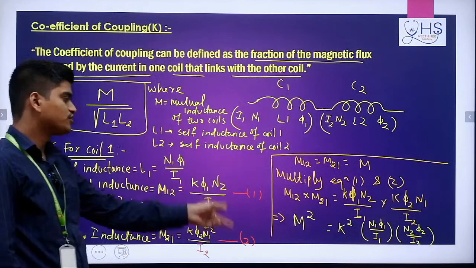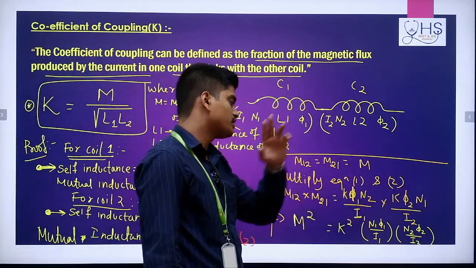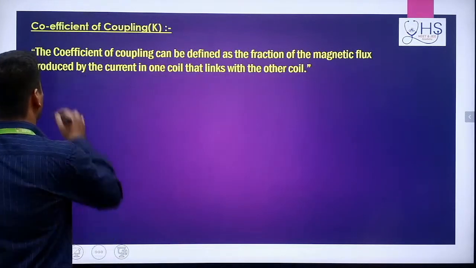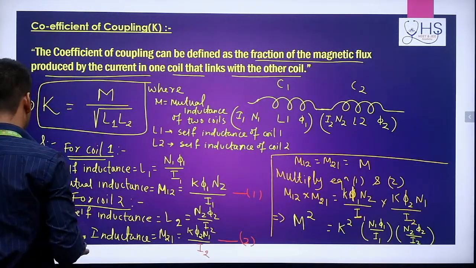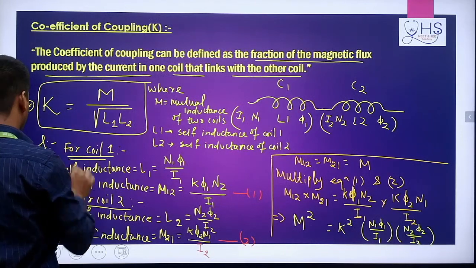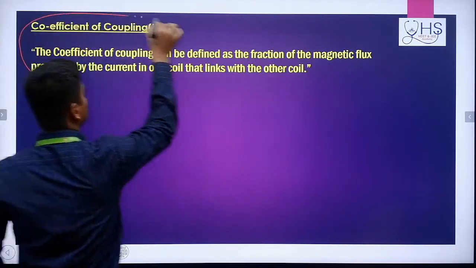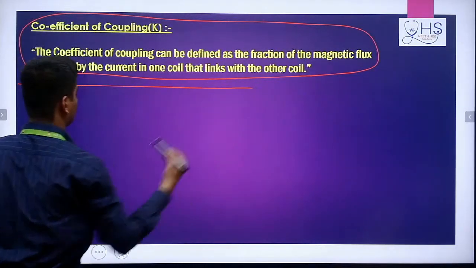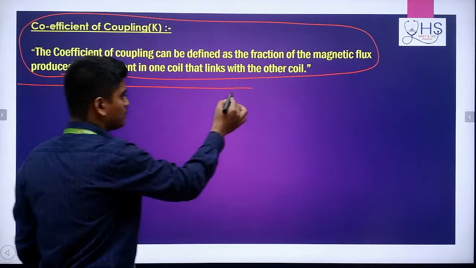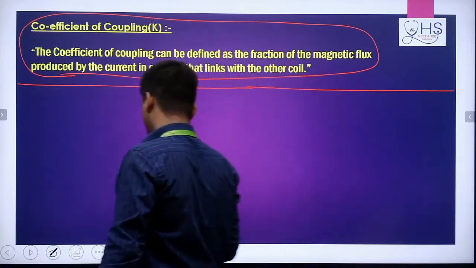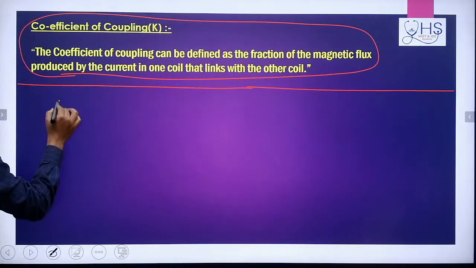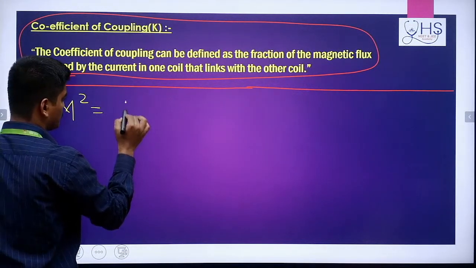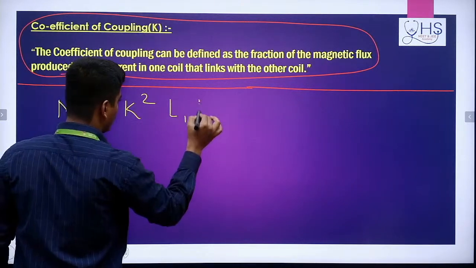So already equation 1, 2 I have, M square equal to K square, this much already came. Now here what will I write? This one you no need to write, already we have this, so remove this one. So you start from M square. M square equal to how much? It is K square L1 L2. Why L1 L2?